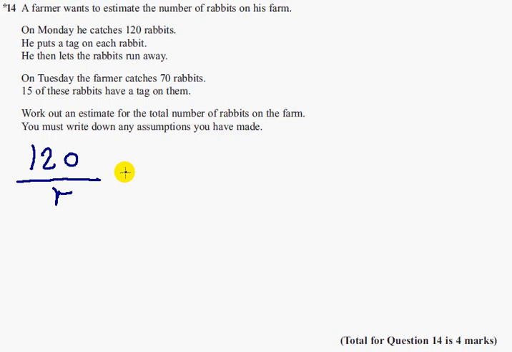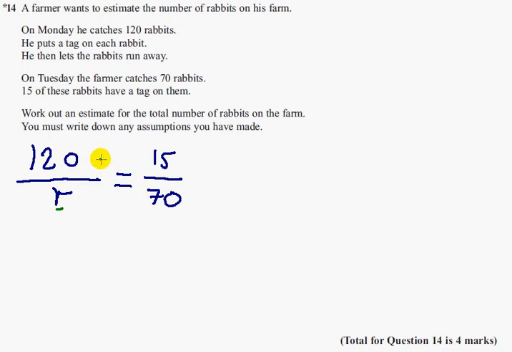And also, the other thing that you're assuming is that it's completely random the way he selected the rabbits. So the probabilities, this is the first probability, 120 over an unknown number, is going to be the same as the probability of this on Tuesday, and the 15 out of 70 rabbits that he caught. Okay, and now you need to find what R is.